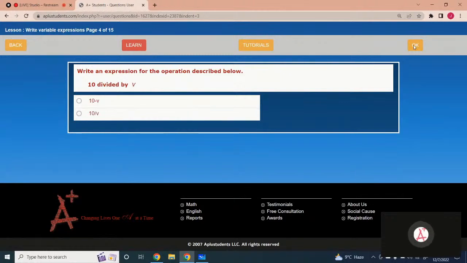Okay, write an expression for the operation described below. 10 divided by V. So which is the correct option? The first one or the second one?